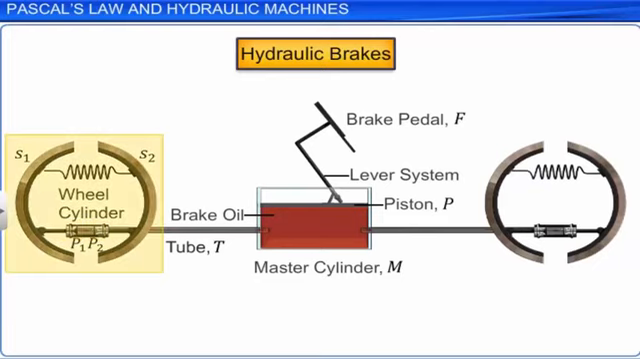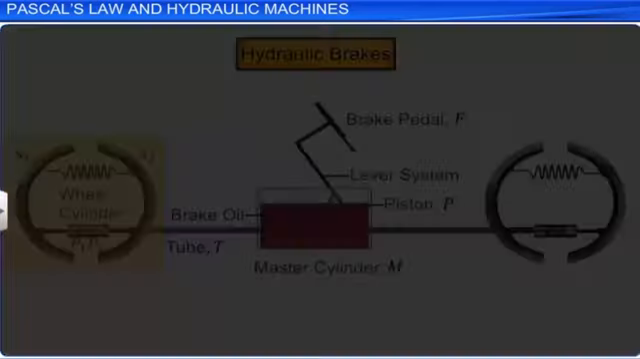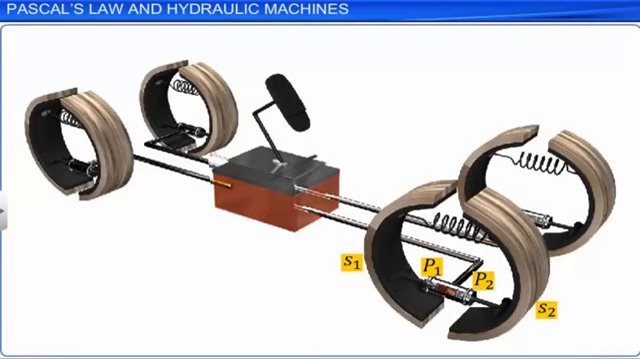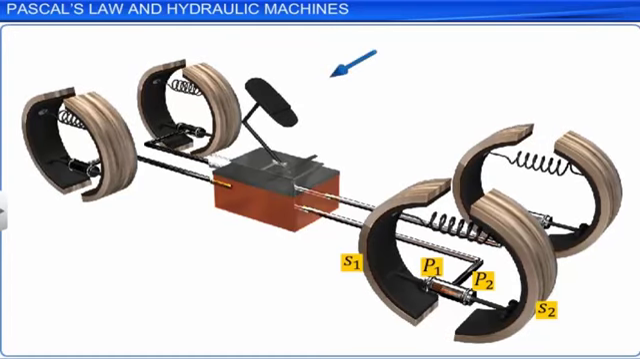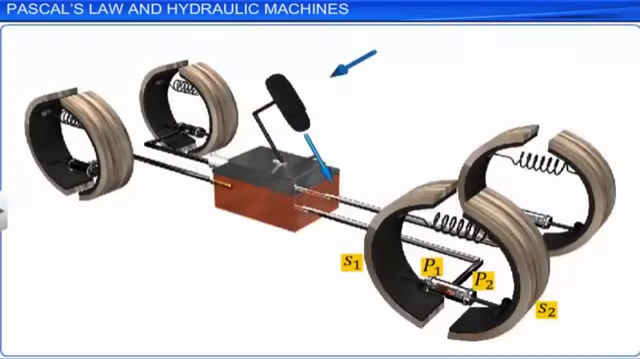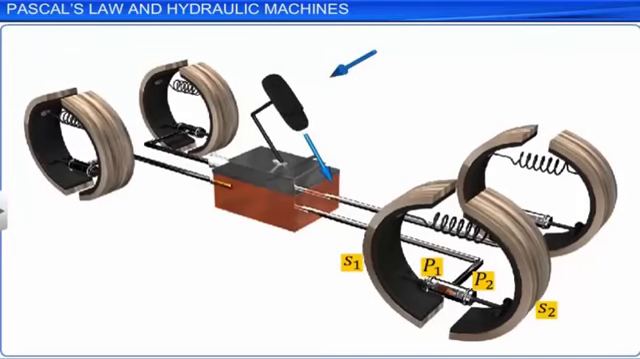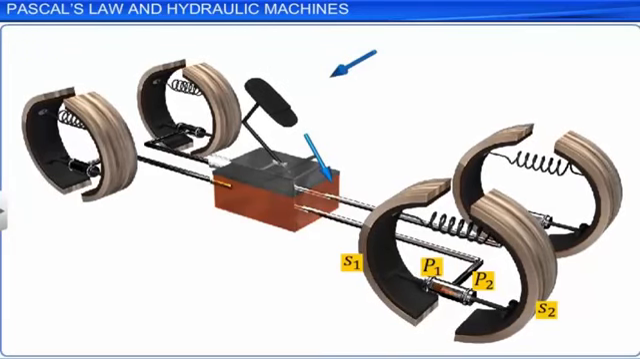When the brake pedal is pressed, the lever system operates, transferring the force to the piston P. The piston P is pushed inward, increasing the pressure in the master cylinder. According to Pascal's law, this pressure is transmitted to pistons P1 and P2 in the wheel cylinder.